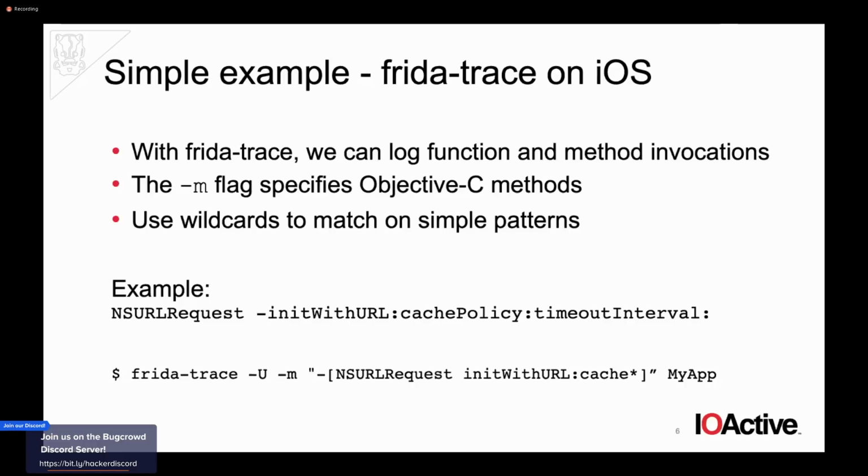We want just NSURLRequest methods, and we want the method to match initWithURL:cache, and that's basically our prefix. Anything that matches that prefix will be returned in the trace. And then we'll specify the name of the process, our application's process, after that.